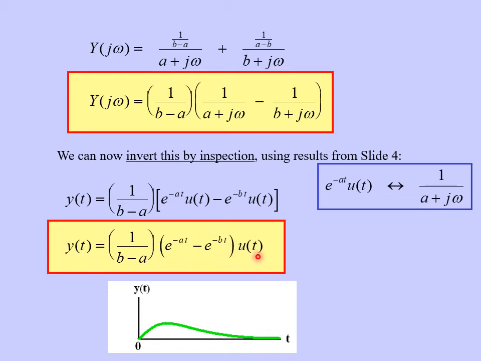And if you were to plot this, depending on the values of a and b, remember a and b are just two positive numbers, it's going to look something like this. The output of the system is going to rise up to some peak, and then, as time goes on, it is going to decay to 0.